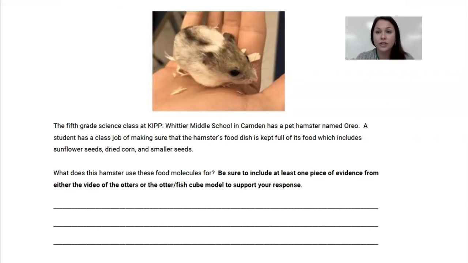We've talked about this with the otters in the video. We talked about the alligator in the book, and we talked about the otter with the cube model. You need to use at least 1 piece of evidence from either the video, the book, or the model to support your answer. I cannot wait to see what claims and evidence you come up with, and I will see y'all next time.